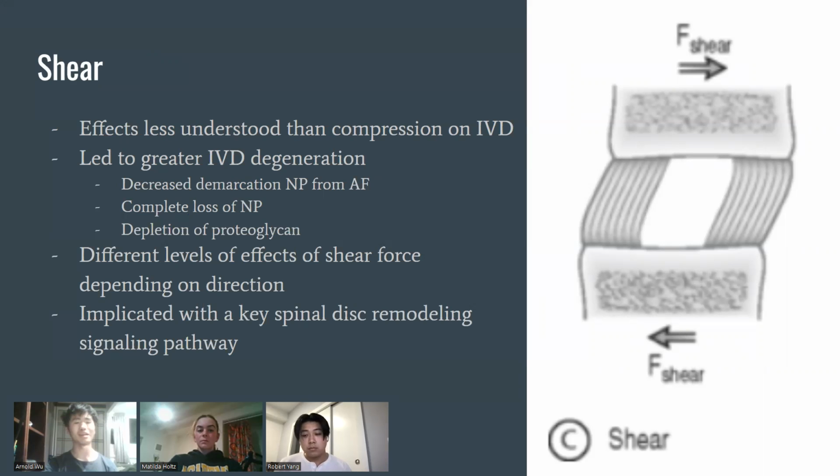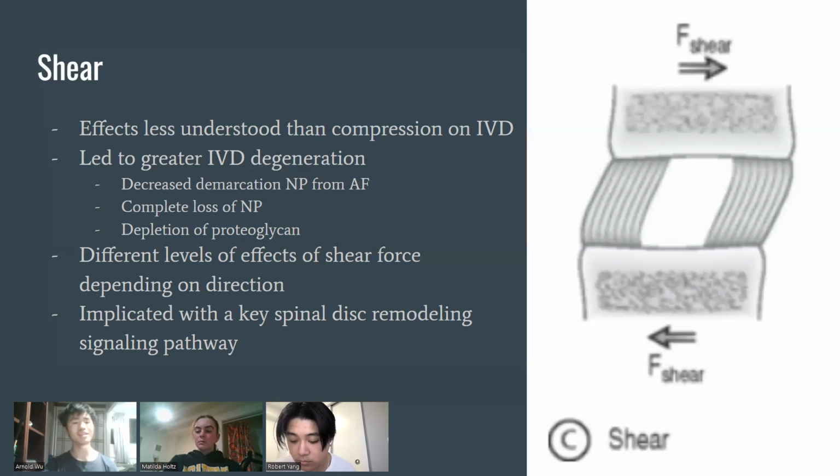In a mice model, it has been shown to lead to greater IVD degeneration with decreased demarcation of NP from AF, complete loss of the NP, as well as depletion of the proteoglycan layer. In the human spinal disc, it has also been shown to have different levels of effects depending on the direction of the shear force. The work to failure was higher in the lateral than the posterior and anterior. However, the shear force leading to failure was higher in the posterior-anterior compared to the lateral direction.